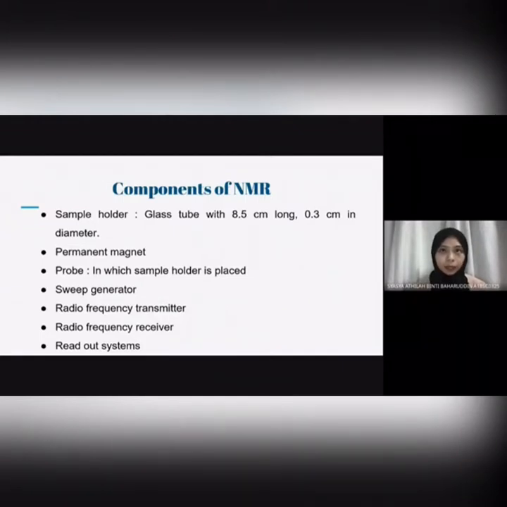The sample holder is placed in the probe, and the function of the probe is to excite and detect the magnetization in radio frequency of the sample. The sweep generator is used to produce an amount of magnetic field passing through the sample. The radio frequency transmitter produces a short powerful pulse of radio wave. The radio frequency receiver, which is a radio receiver coil, detects radio frequencies emitted as nuclei relax to a lower energy level. And the last one is the readout system, which is a computer that analyzes and records the data.